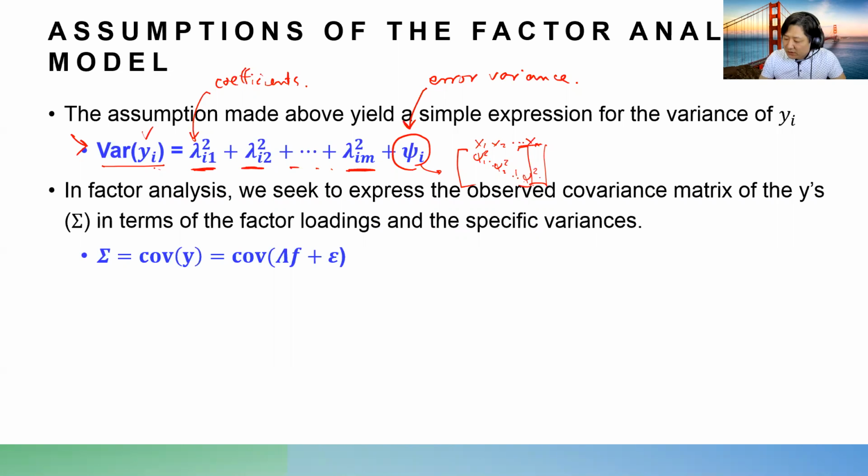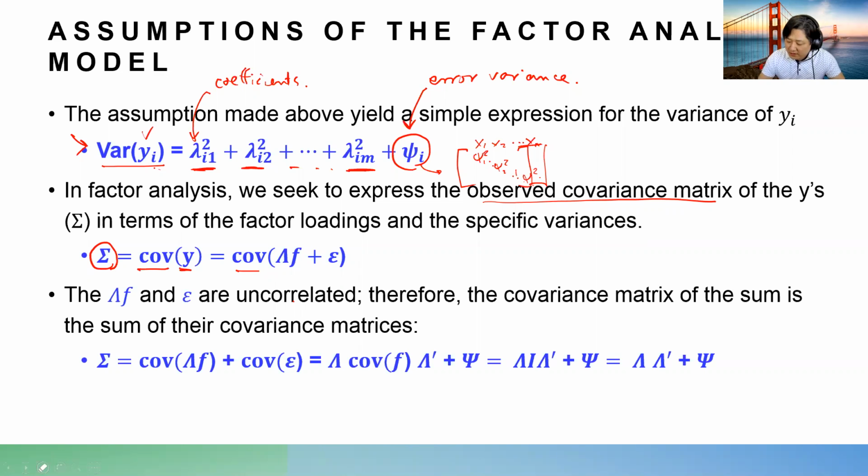So in factor analysis, right? We seek to express the observed covariance matrix. So this is the covariance matrix, and the covariance matrix is like this. This is the factor loading matrix. And the F is the factor score, and this is error, right? The loading, the factor score and the error are unrelated. We assume they are unrelated to each other.